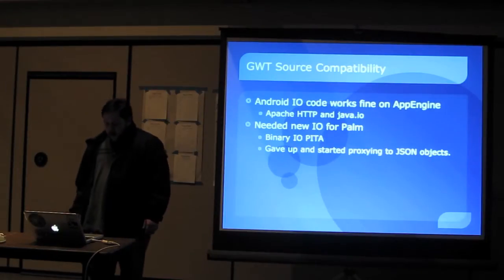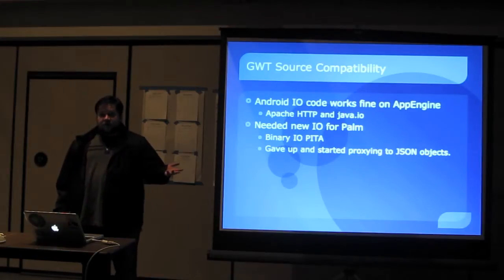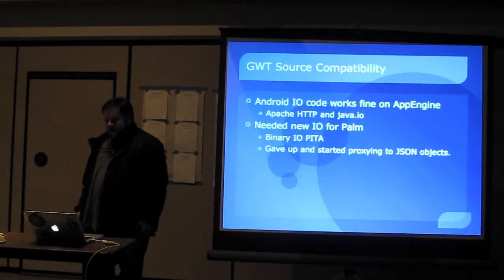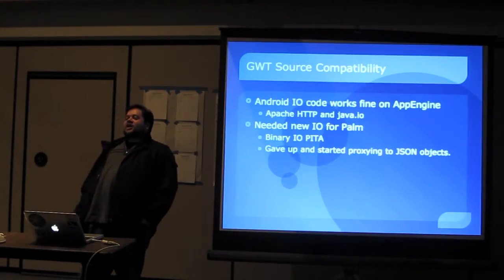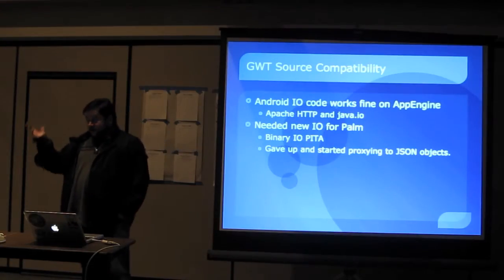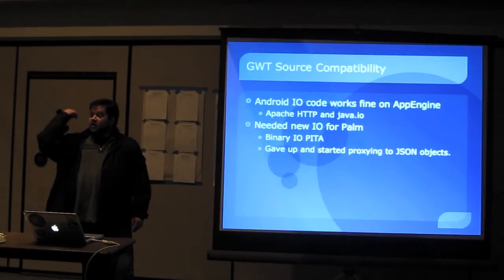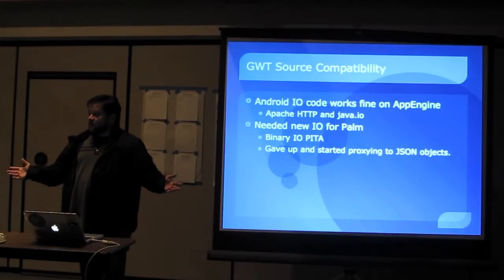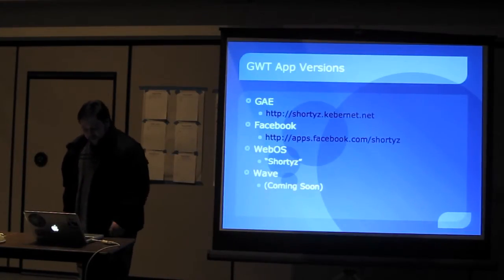Works pretty well. The Android I/O code worked just fine on Google App Engine because all I was using was Apache HTTP client and java.io. I did need to write new I/O for the Palm version. Binary I/O on Palm turns out to be a giant pain in the ass if you're working from the JavaScript layer. So what I ended up doing was just setting up a Google App Engine proxy. You send it a URL and it sends you back a JSON object of the .puz file that you've requested off the web. That solved the Palm problem.